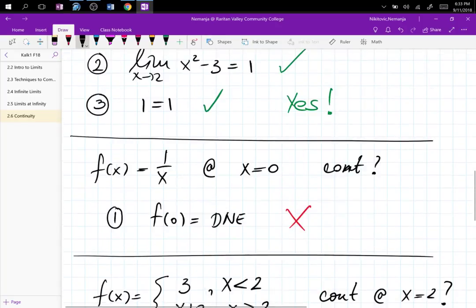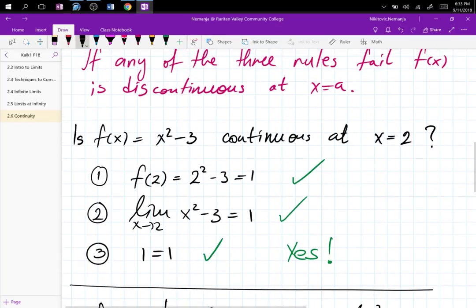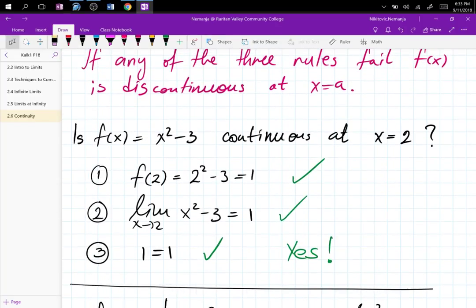So continuity is making the line exactly what the title says, continuous. Any type of open circle, any type of jump, any type of vertical asymptote will interrupt that flow, and it will make the function discontinuous.